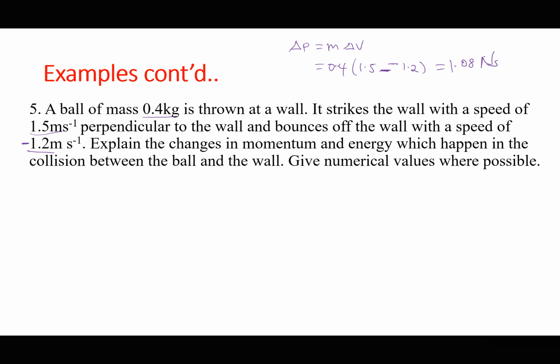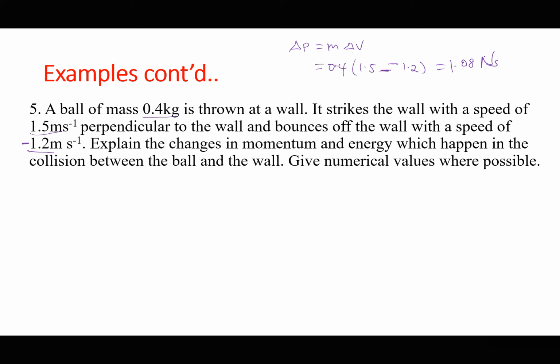Explain the change in momentum and the energy which happen in the collisions between the ball and the wall. You can also find the change in energy, especially if it is kinetic energy, but I will not calculate the energy in this case. But of course, the energy changes which occur would be the kinetic energy is going to be converted by the impact to other forms such as heat, sound, and light, or it permanently distorts the body, leaving them with an increased amount of potential energy rather than kinetic energy.